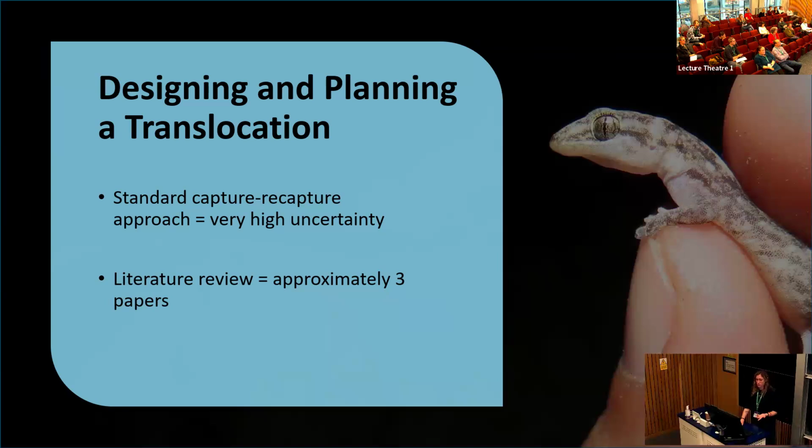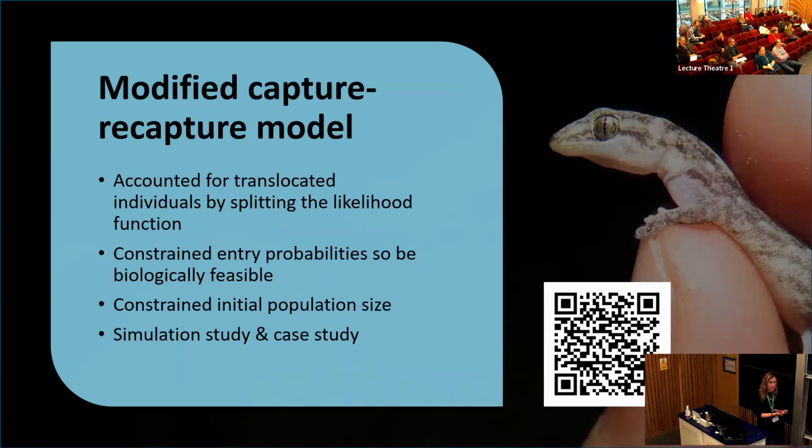And in terms of literature review, there were about 3 papers published on small reptiles being translocated. And that is potentially because quite a lot of them fail and then they don't get published. Or a lot of them are done by consultants and end up in grey literature. So there was an issue there. So how do we plan translocation when we have got very limited model approaches, very limited demographic information, and very little literature? Well, we, with a lot of help from Rachel, modified a standard Jolly-Seber model.